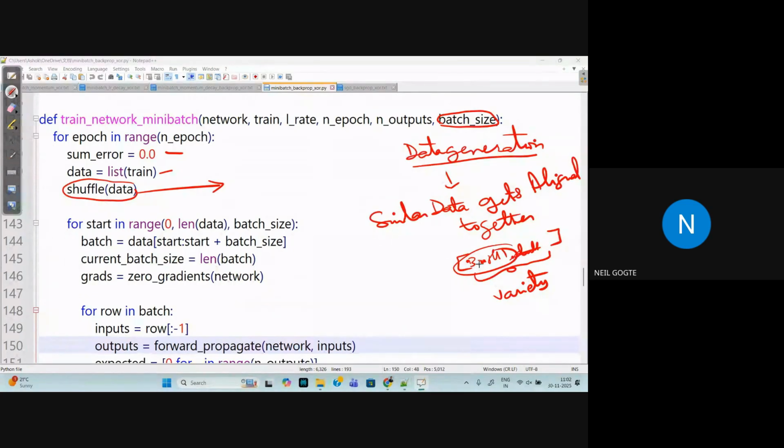I want my batch to be very esoteric, having a variety of data. So I don't want this kind of a thing to happen. And because I don't want this to happen, before I go for batching, I shuffle the entire data. So some kind of randomization is done to the order of the data. The data doesn't change, but the order of the data is disturbed and thrown around randomly.